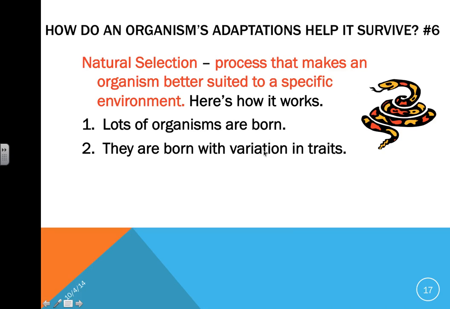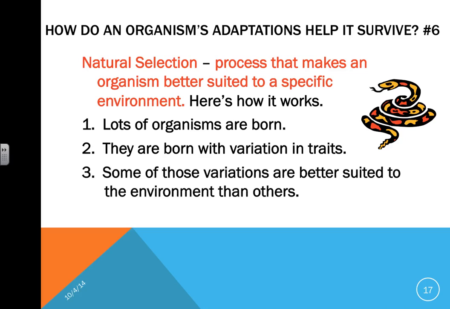For example, some babies are born longer than others. Some are short, some are in between. Some are born with blue eyes, some are born with brown eyes, some are born with black eyes, depending on what the species is. So this is not surprising that there's a variety of traits. There's a bunch of different kinds of traits that an organism is born with, and then among those traits, there's a lot of variation between them.